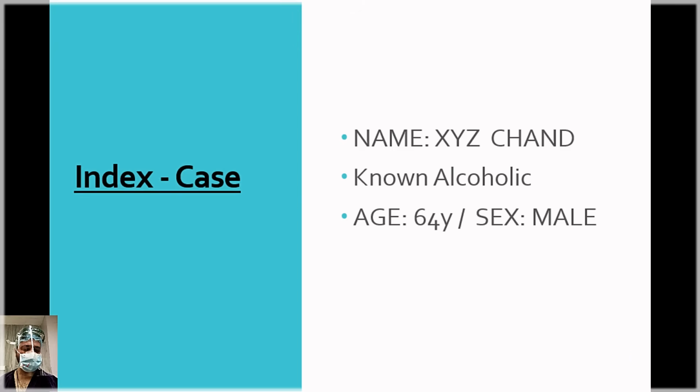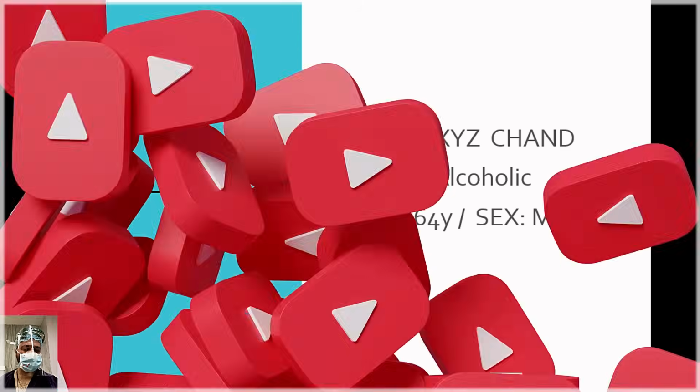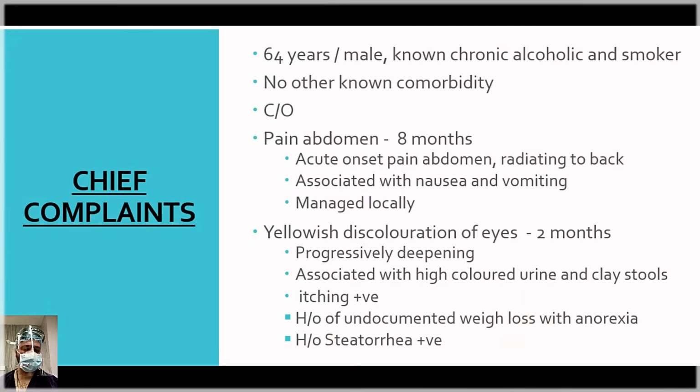The patient presented with history of pain abdomen for the last 8 months. He was a chronic alcoholic and smoker. There was no other comorbidity. There was no history of any diabetes. And there was history of acute onset pain 8 months back, which was radiating to the back, and associated with nausea and vomiting, which was managed in a local hospital.